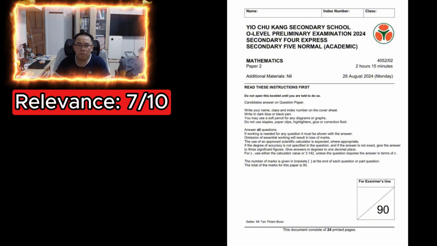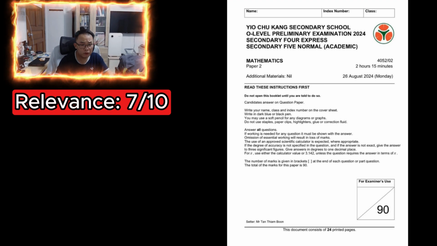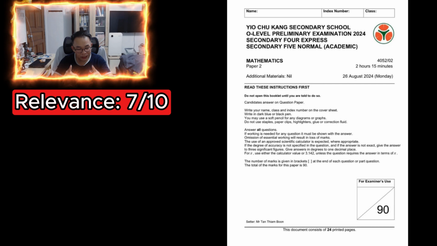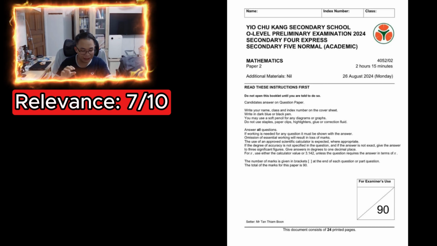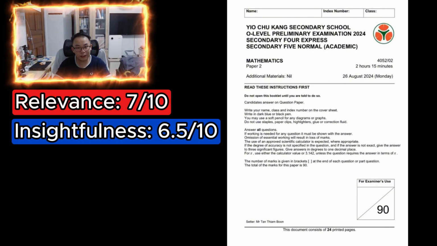There really isn't much of a surprise in this paper, there really isn't much of a learning point, with the exception of maybe 1 or 2 questions. Generally, I think the insightfulness is really lacking, if not for that one question. That one question really carried the insightfulness for this paper. And hence, the insightfulness of this paper will be given a rather decent 6.5 out of 10.